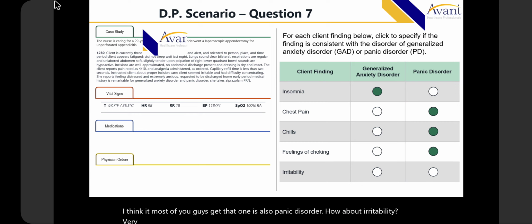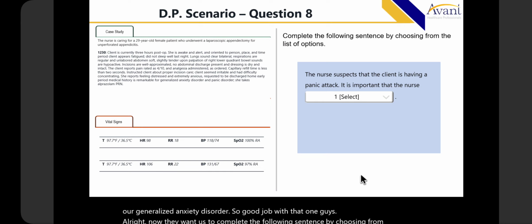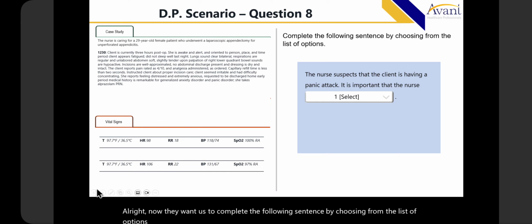Very good. All right. Yeah, irritability, that's a pervasive experience, right? So that would be our generalized anxiety disorder. So good job with that one, guys. All right. Now they want us to complete the following sentence by choosing from the list of options.